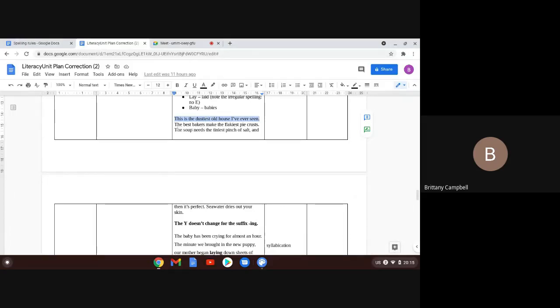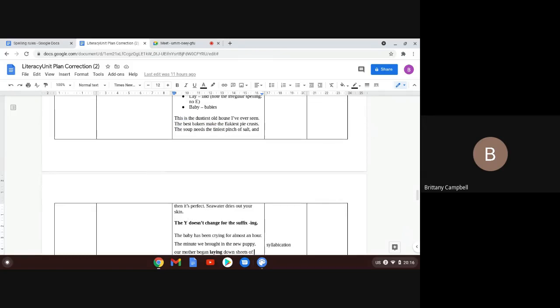Another example is the best bakers make the flakiest pie crust. You realize here, they change the Y to an I and then they add the suffix. And remember that the suffix is added to what? The ending of a base word. Awesome. Another example here, the soup needs the tiniest pinch of salt and then it's perfect. Seawater dries out your skin.